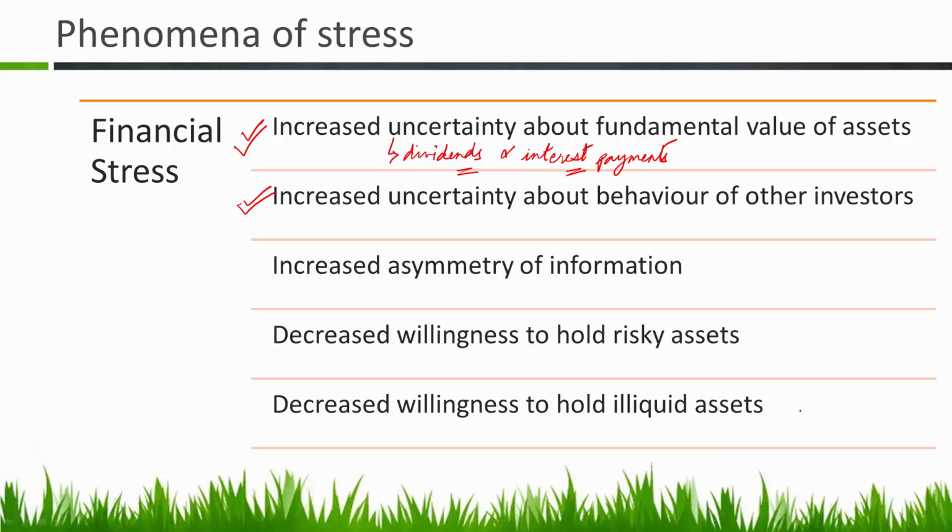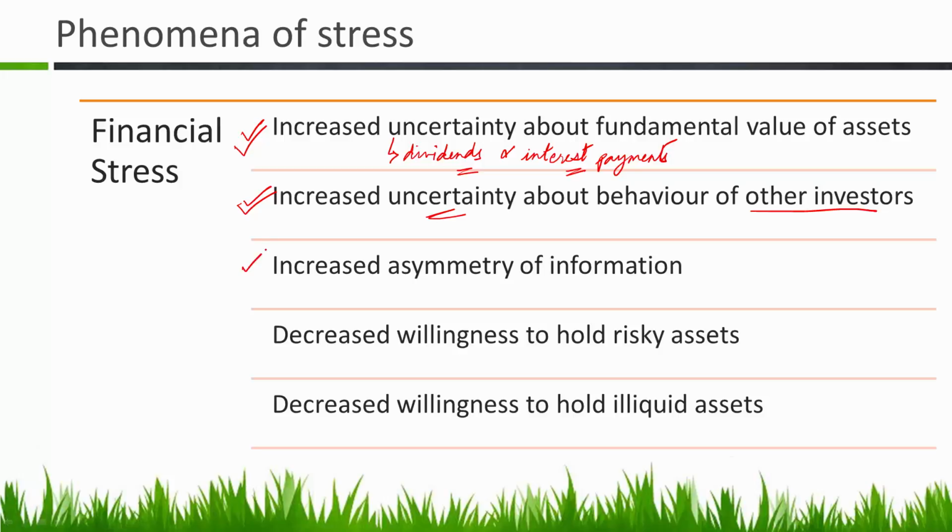Another form of uncertainty that often increases during financial crisis and contributes to asset price volatility is the uncertainty about the behavior of other investors. How are the other investors going to behave? In case of a panic situation, even if you want to hold on to your assets, if all other investors start selling out, then the value of the asset drops drastically.